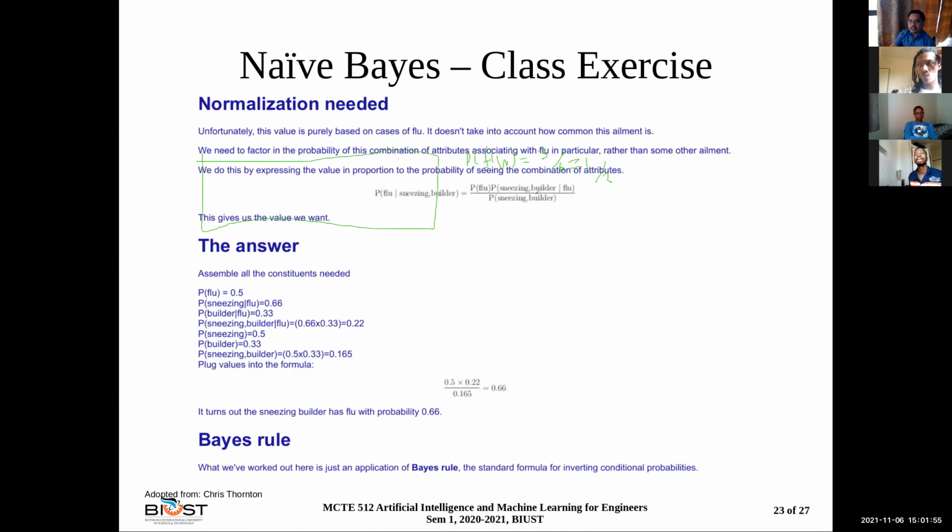Why do you want the flu and sneezing? Because the builder is sneezing. There are several features, and we're saying that the features are independent of each other. Let's just put S here, S and builder. I wanted to write it down the way we have written.